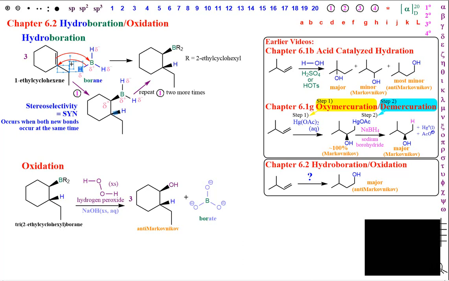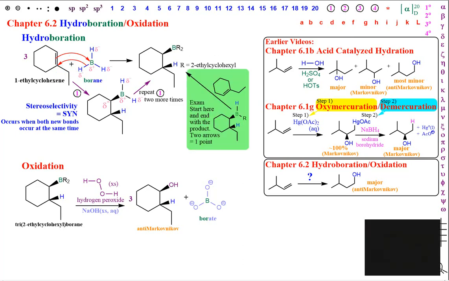Let's look at how I would test this on an exam. So on an exam, I would already have two of the R groups on the boron. Here is one of the R groups drawn out. Here's the other R group stated by this statement here. And here's my third alkene. You'll only show me it reacting one time.